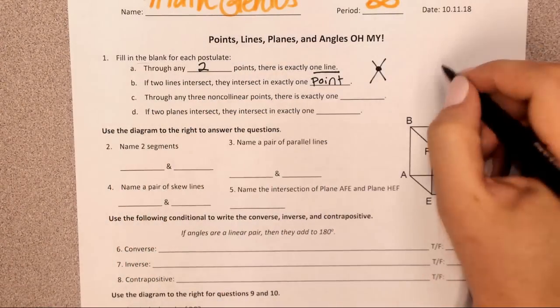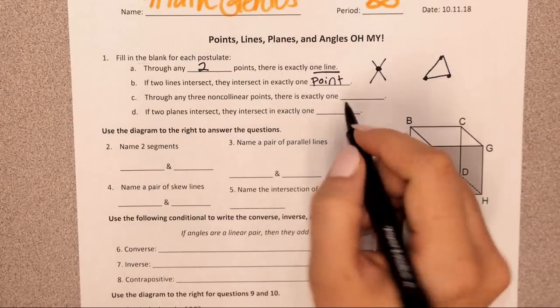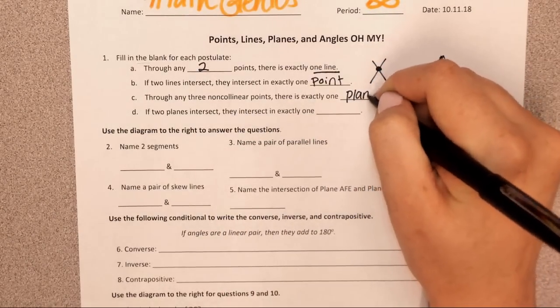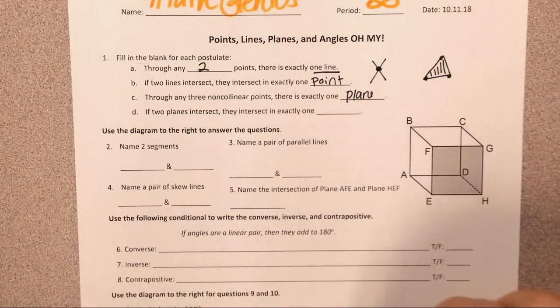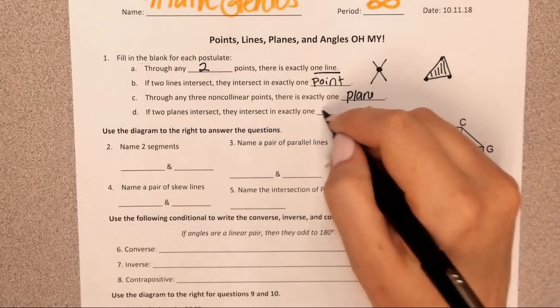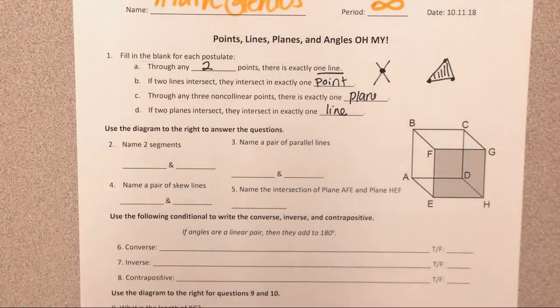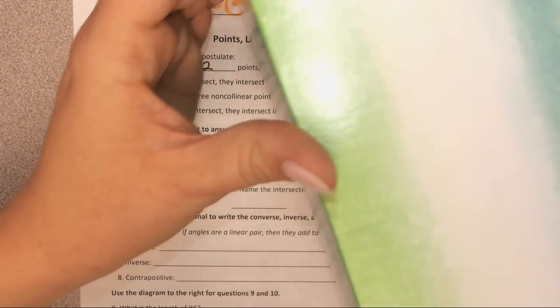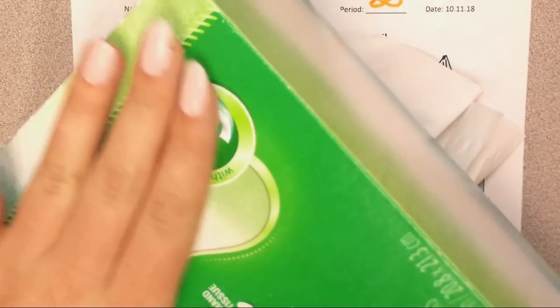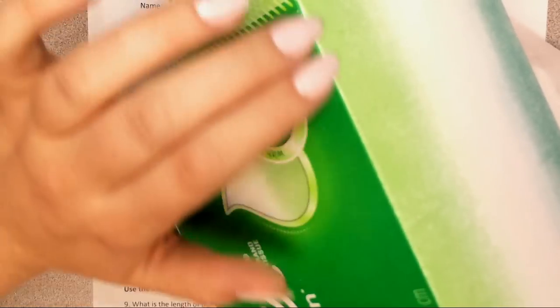Through any 3 non-collinear points, there is exactly 1 plane. It takes 3 non-collinear points to create a surface. If 2 planes intersect, they intersect in exactly 1 line. When 2 planes intersect, it creates a line. You can see that, for example, if you were to look at this tissue box, I've got a plane down here and I've got a plane here. Where they intersect, it's creating a single straight line.